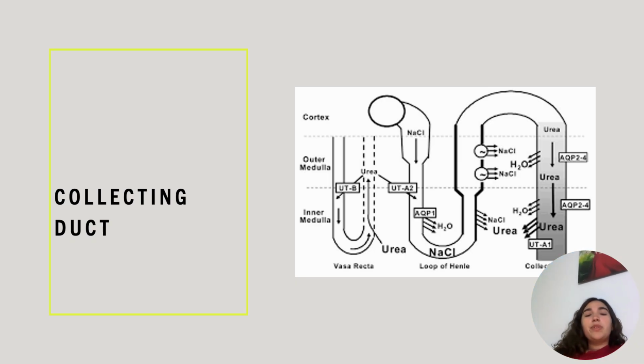Principal cells reabsorb sodium under the influence of aldosterone or secrete potassium, while intercalated cells regulate acid-base balance by secreting hydrogen or bicarbonate ions. In the medullary collecting duct, urea reabsorption also contributes to maintaining the osmotic gradient. Overall, the collecting duct allows the kidneys to precisely adjust urine output based on the body's needs.